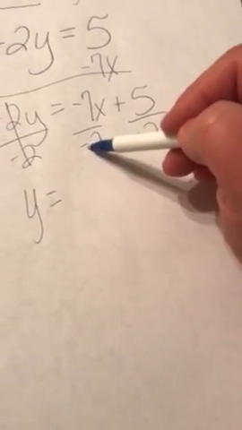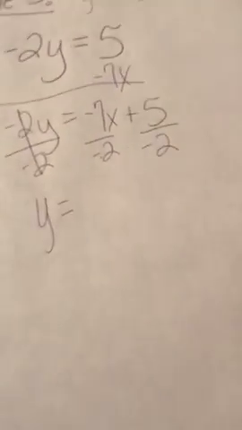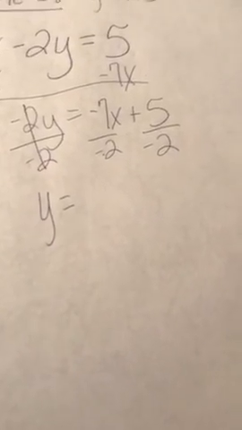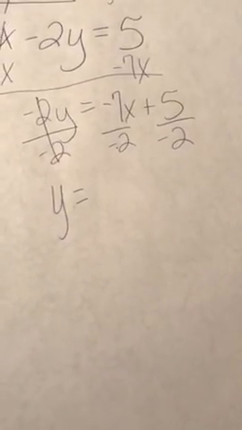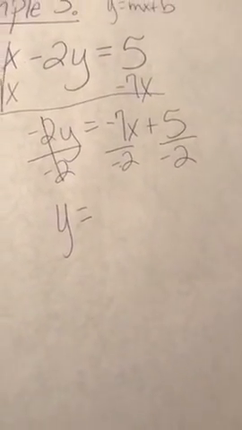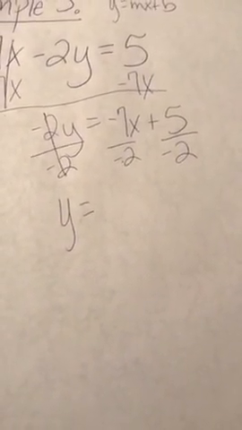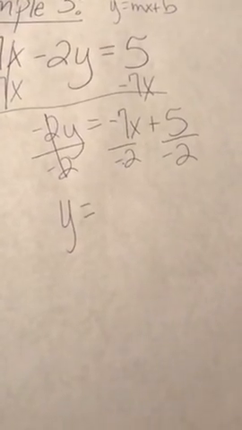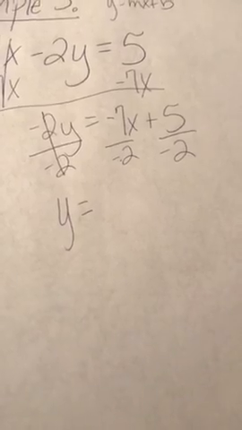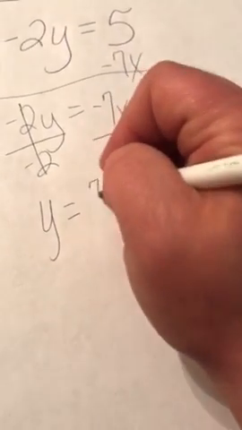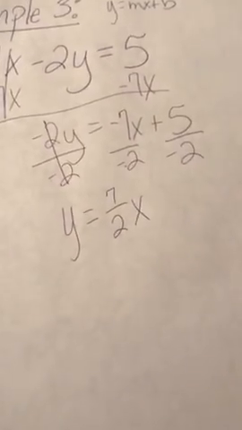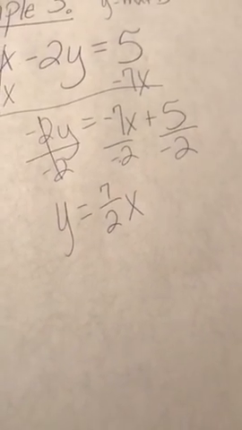Negative divided by negative is a positive, but what's 7 divided by 2? I know that 7 is an odd number, and if I split it into 2 equal groups, I'm going to come out with a decimal. Again, remember, in slope intercept form, we don't want decimals. We want it in fraction form so that we can graph it. We can know how much to rise and how much to run. So I'm simply going to leave this as 7/2 x. Yes, it looks funny, but it is perfectly fine.